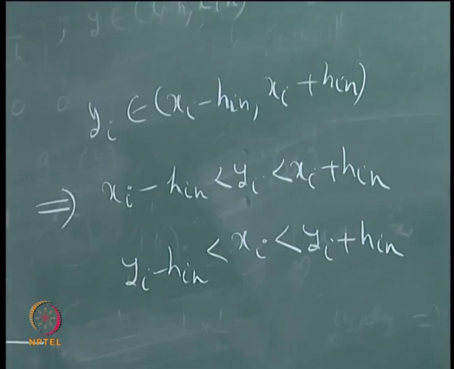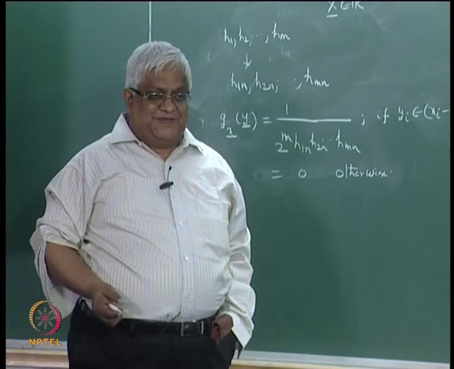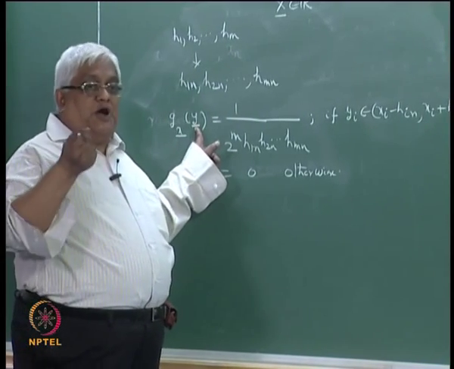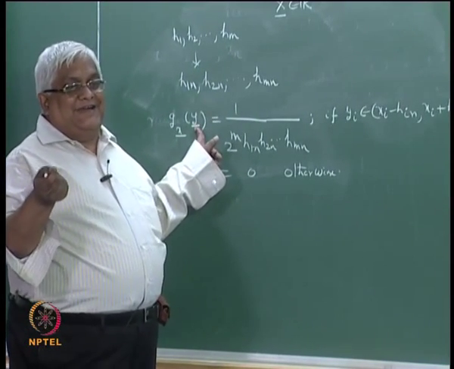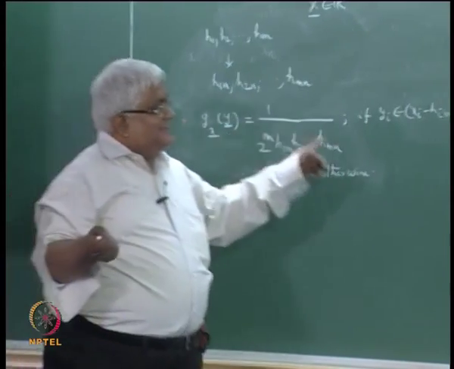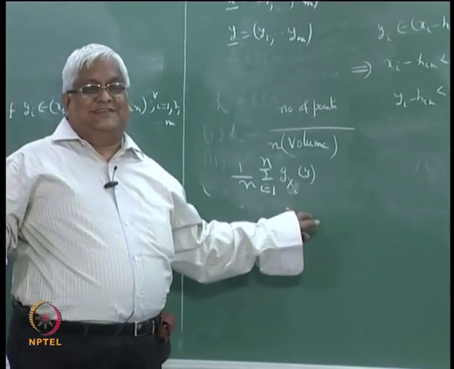Which one are you choosing first, x or y? Based on that the window is decided. y is your variable at which you want to get your density. These xi's are the things that are given to us.